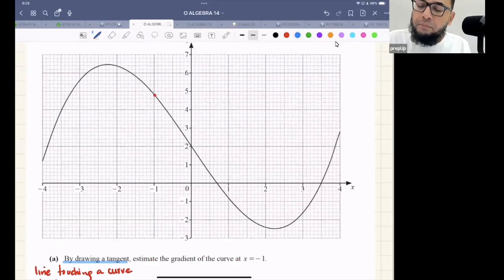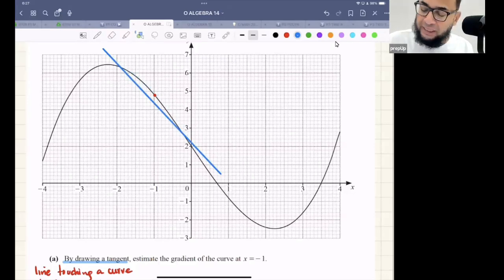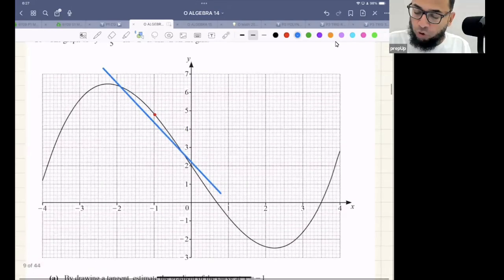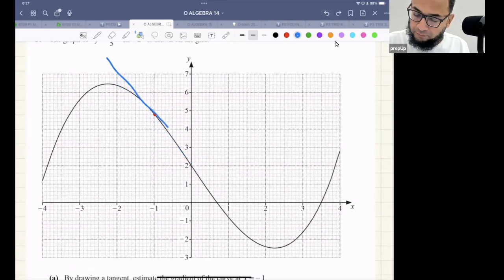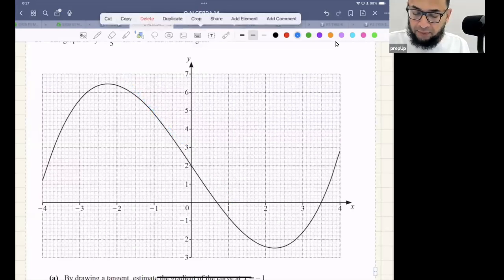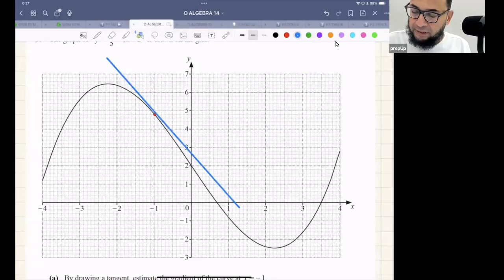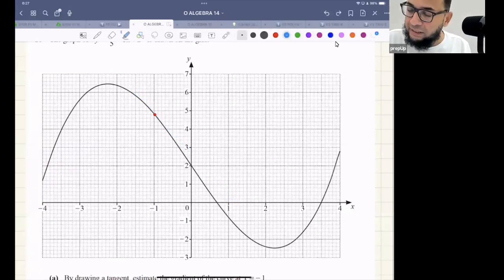So let me grab a line like this. No, this is not a tangent. Let me go back. Now this is a tangent, but it's not touching it properly. So let me go back. I just need to use this line. I think this will be better. Okay, now that's a good one. Not a very accurate one, but a good one. So that is a tangent.